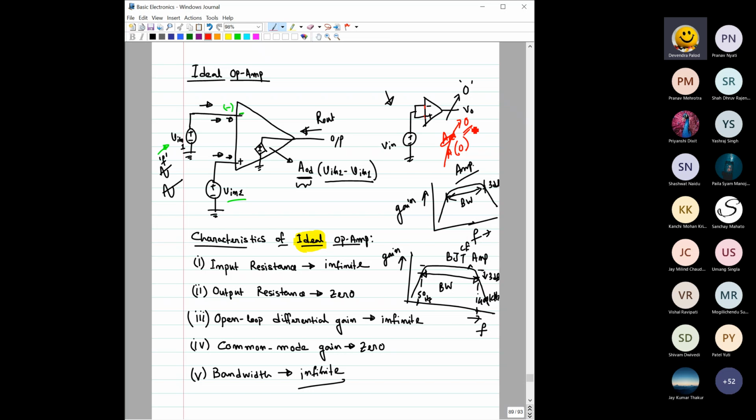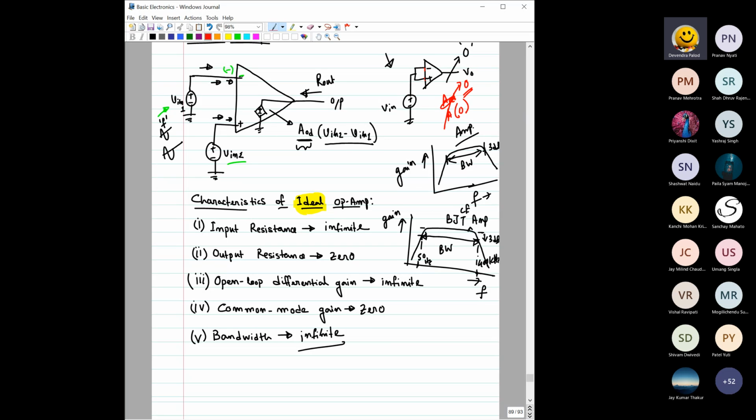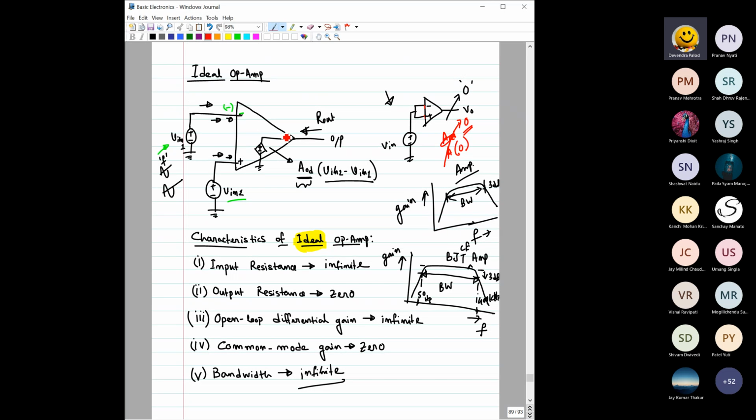Okay. Yes, sir. Can you explain this open loop differential gain? I didn't understand why it is infinite. Which one is infinite? Open loop gain, why is it infinite? Are you referring to this? Yes. Okay, why is it infinite?